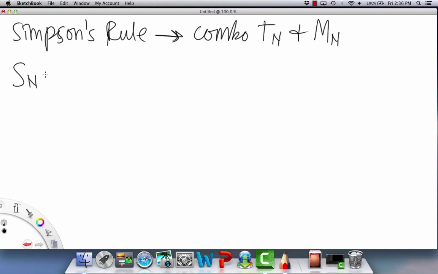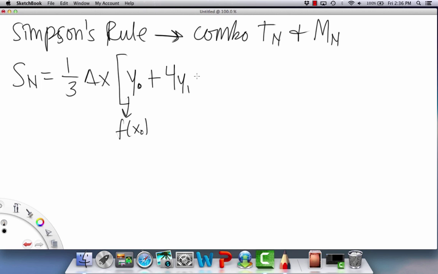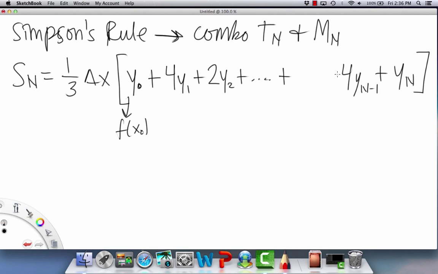So the formula for this is S_n equals 1/3 delta x, our famous delta x, and then this is the important part. We have our y naught, which is the same thing as our function evaluated at x naught, remember? And then we have 4y1 plus 2y2 plus, and you just keep going until at the end we have our yn with just a 1 in front, and then you go backwards. It's symmetrical in both ways. Then we have y n minus 1, and then here is a 2 y n minus 2.